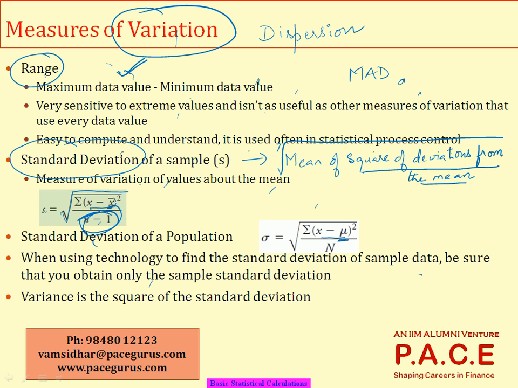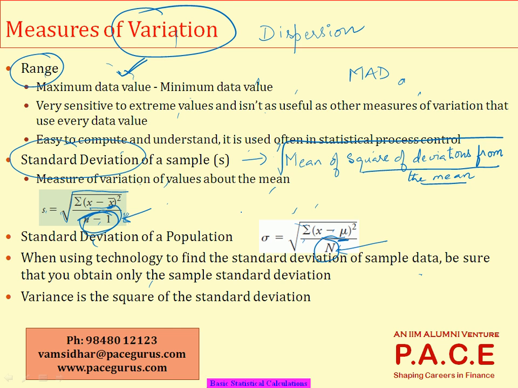The mean of the square of the deviations from the mean is calculated, and the square root of that resulting value is what we call the standard deviation. And there is a difference in the standard deviation of the sample and the population. You see the denominator used to find the mean: n minus 1 is used in the denominator to find the mean of the square of the deviation for a sample, whereas n is used in the denominator in case of a population.